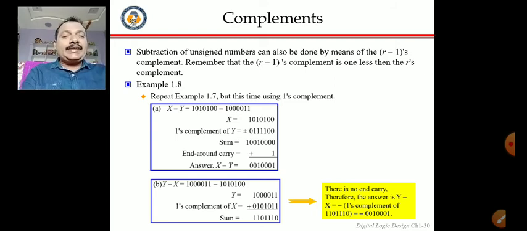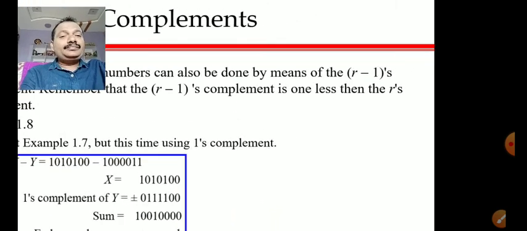Subtraction of unsigned numbers can also be done by means of the 1's complement method. If you do the same procedure, but instead of 2's complement use 1's complement, and add the sum. At the end of the addition, once again you have to add the carry if the carry is generated. That is the thing.